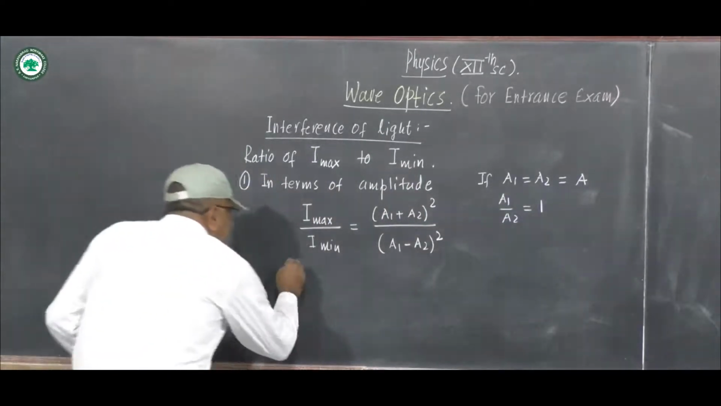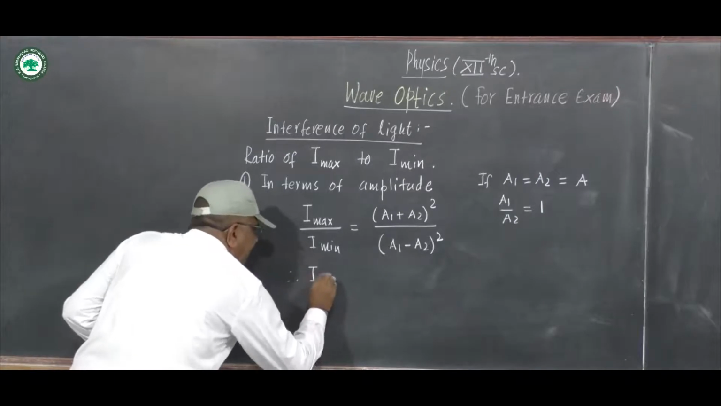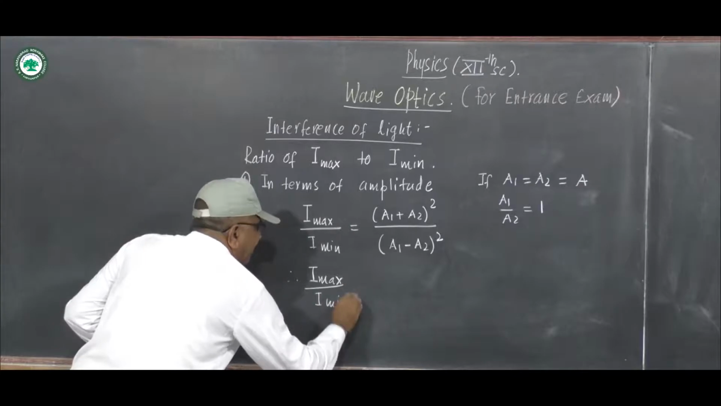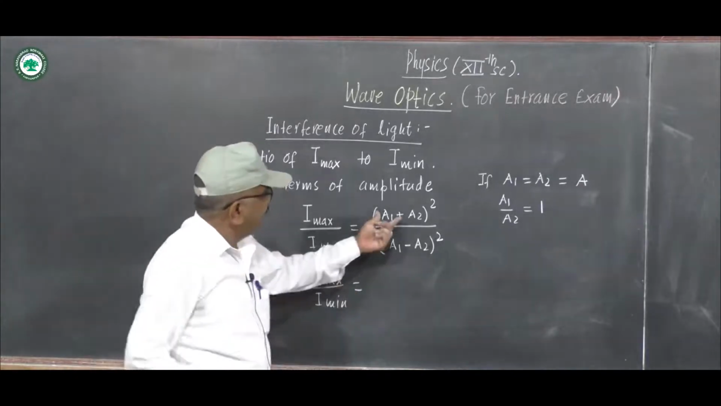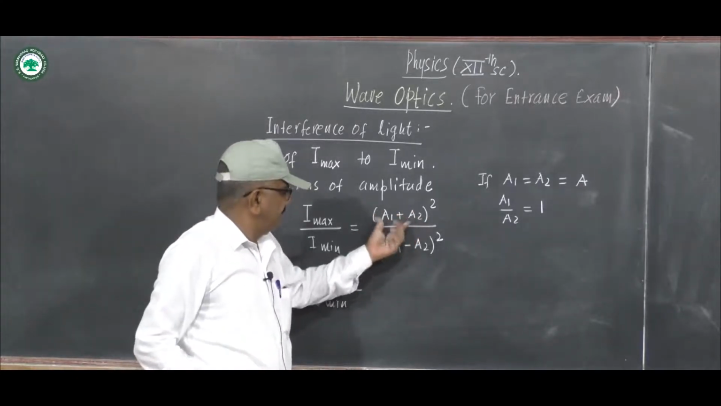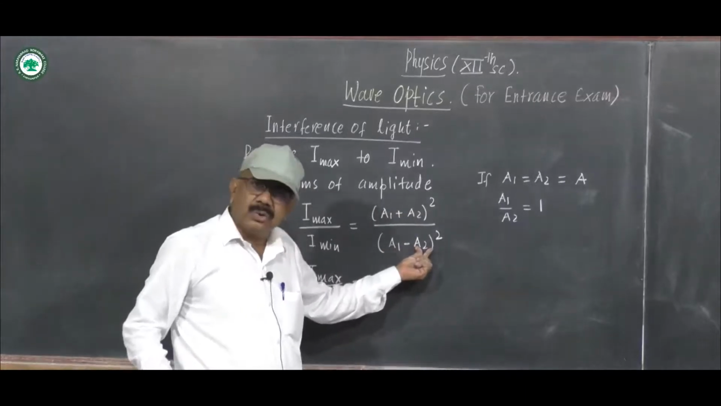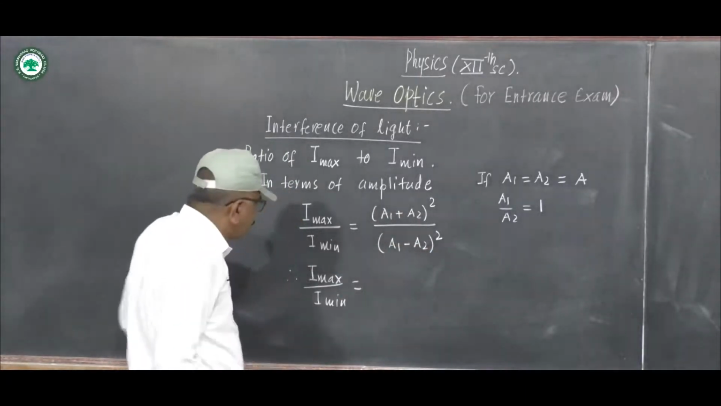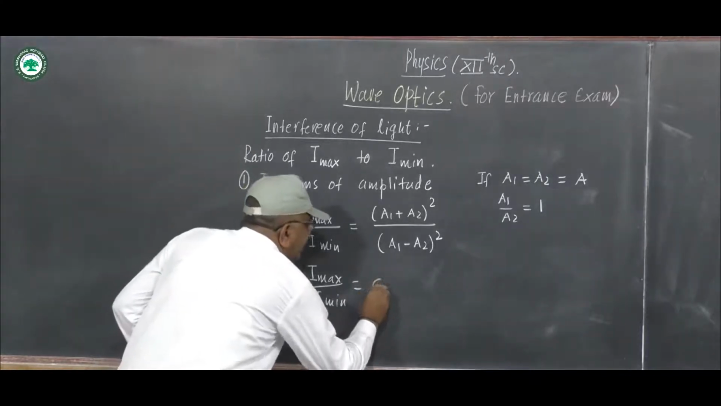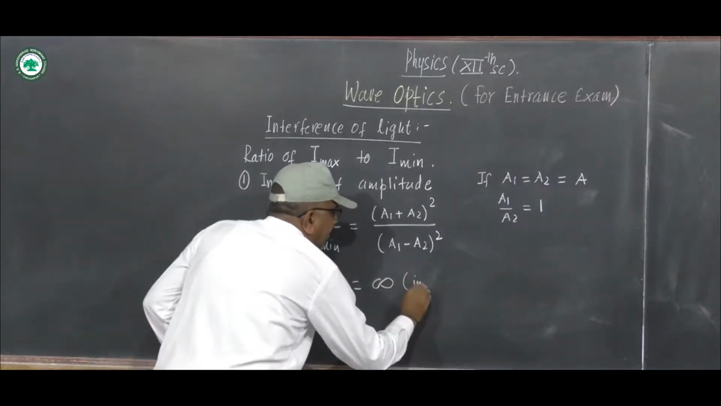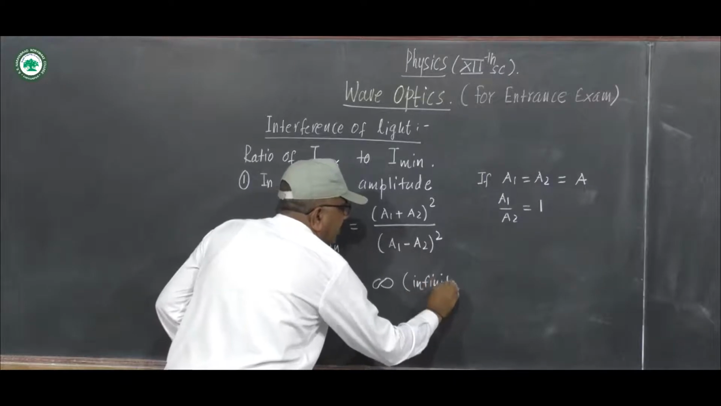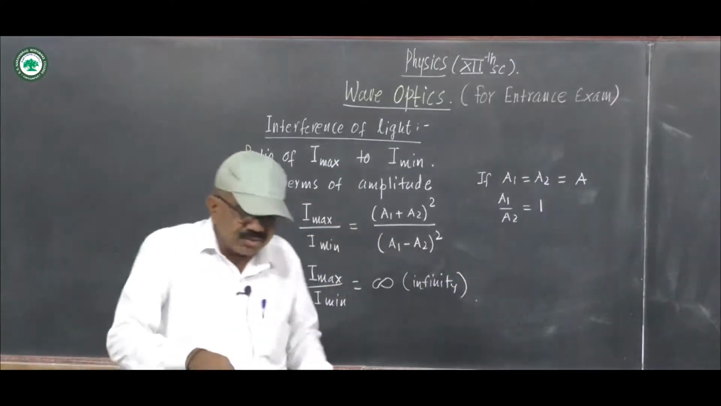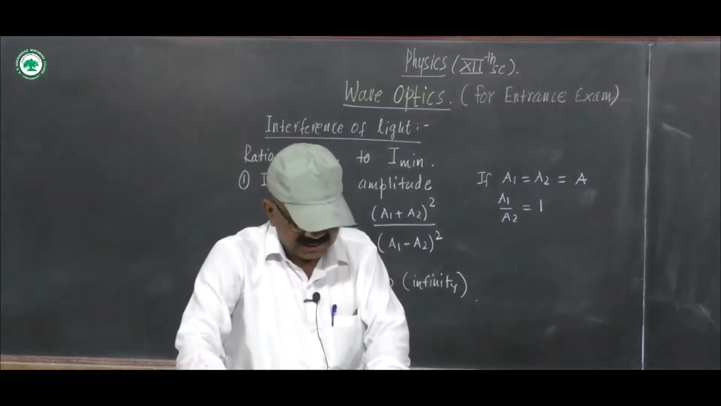But for I max to I minimum, we get A plus A to A minus A, which is 0. As this denominator is 0, this ratio I max to I minimum is infinity. As the denominator is 0, the ratio of maximum intensity to minimum intensity is infinity.